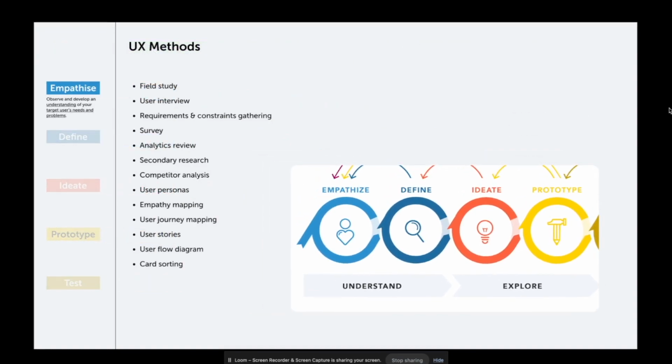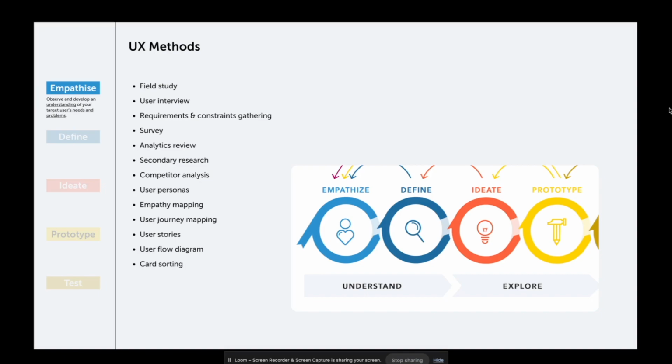So let's start with the first phase of the design thinking process, which is to empathize. So what is empathy in the context of design thinking? It's to observe and develop an understanding of your target user's needs and problems. And to really empathize and understand your target's needs and problems, there are several UX methods. UX is user experience, but there are several methods you can use to understand the user's needs.